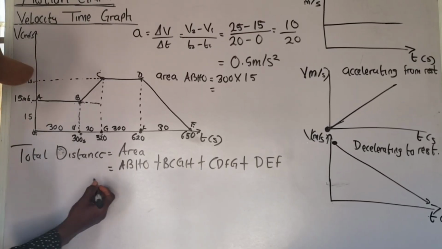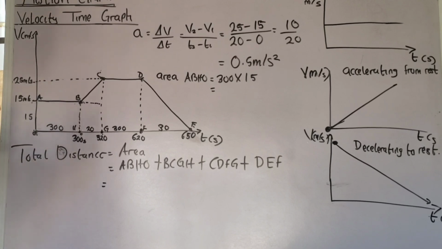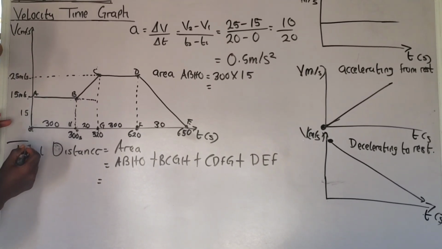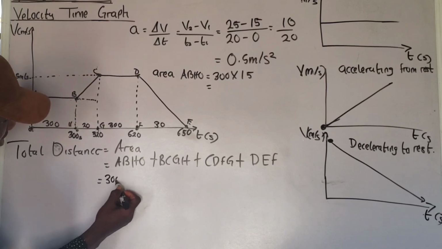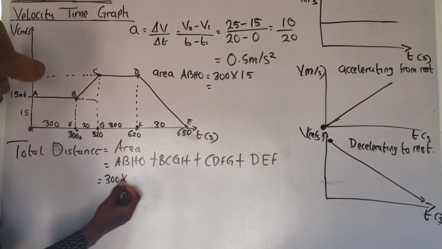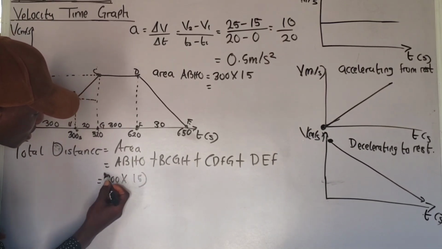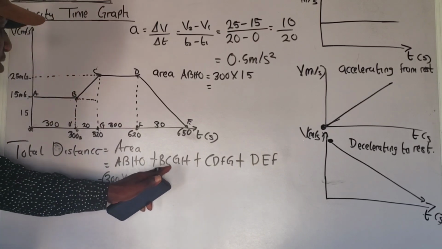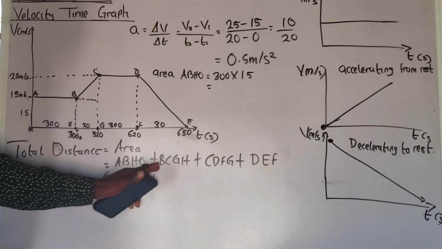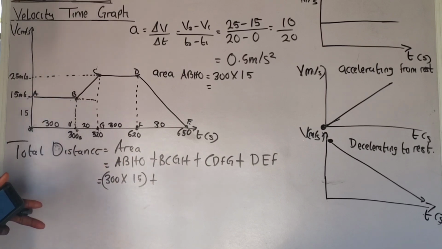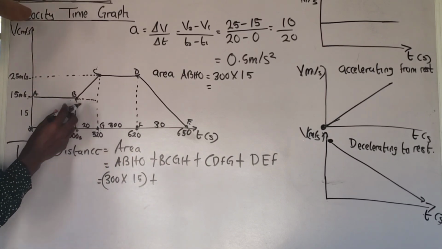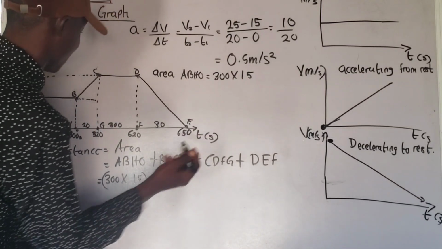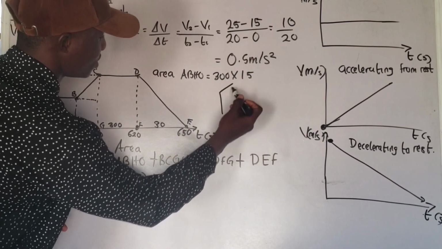Length times breadth. Let me put it in this place. Okay? Please just pay attention. All I need now is your attention. Area of ABHO, that will be length times breadth. That will be 300 multiplied by 15. Okay? Plus area of BCGH. Area of BCGH. That is the area of the trapezium. You understand? You know, this shape, how will I draw it? Please, I want you to pay attention. We have this shape.